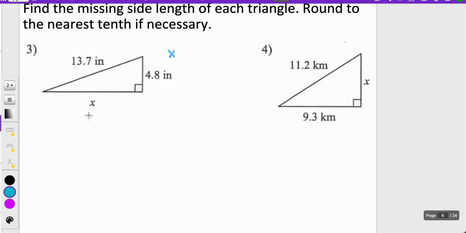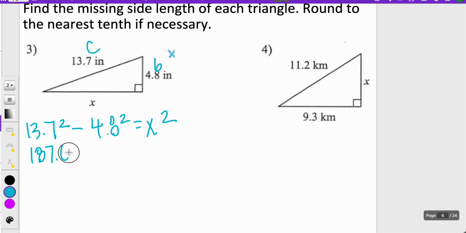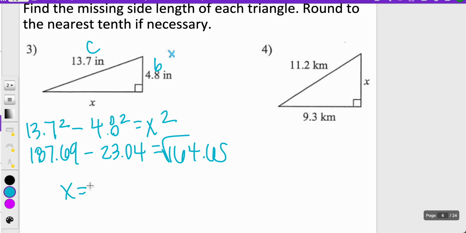3, again, we're given the hypotenuse and a leg, so I'm going to take 13.7 squared and subtract 4.8 squared, and that'll give me my x squared. 13.7 squared is 187.69. 4.8 squared is 23.04. That's going to give me about 164.65. So I'm taking the square root of that, and I'll come up with x is about 12.8.